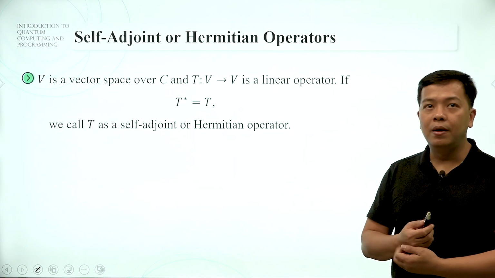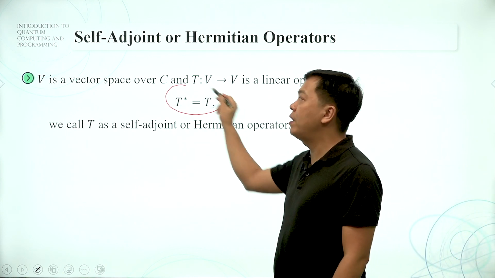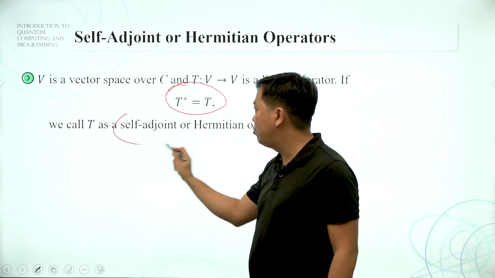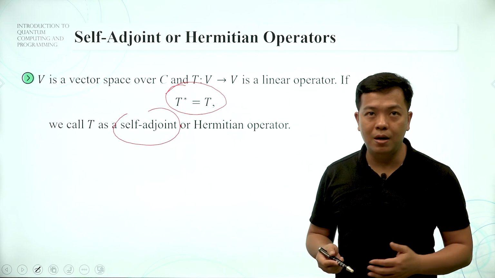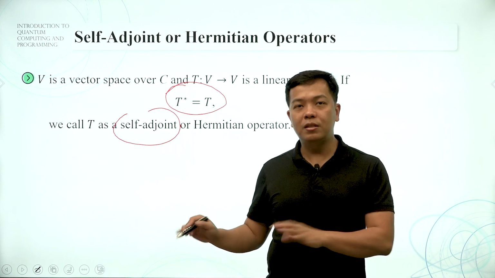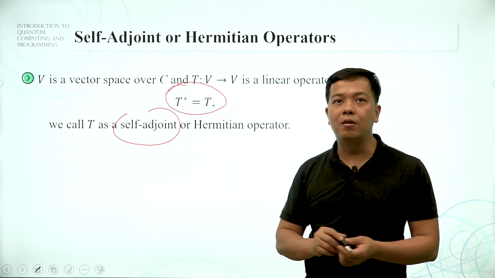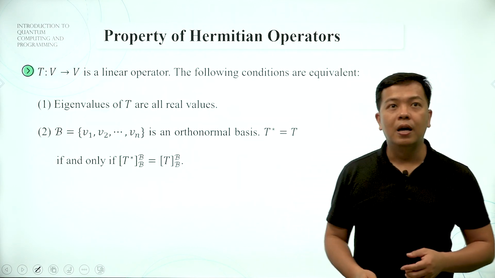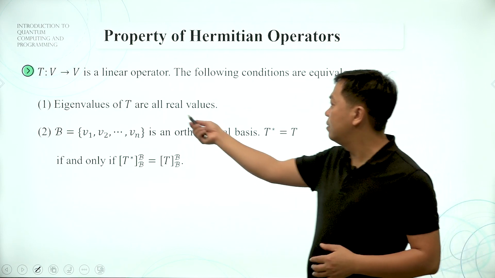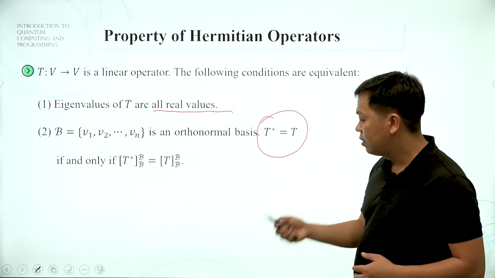Then we have the other one, the Hermitian operator. It's called self-adjoint. It means the adjoint operator is equal to the linear operator. That's very special, and that's called Hermitian. Some properties of the Hermitian operator: its eigenvalues are real values, and we have this kind of special property.